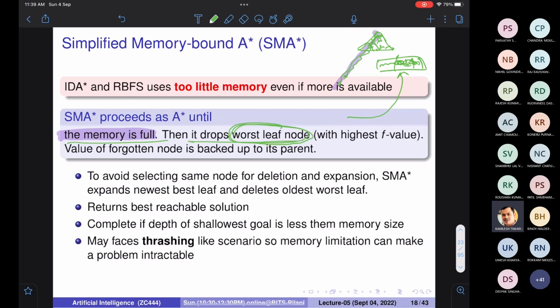So if you allow to drop items, the worst leaf nodes, meaning the items which have the largest value of F, you can drop them. I'm not going to use them. Okay. This is not a direct solution, but sometimes a heuristic based solution. One solution is this: initially you put multiple things, and it uses little memory. But when it goes deep down, a lot of things are there. Even if you want to put more items and your space is not available, then drop the things which are actually bad. This algorithm is called the SMA star.